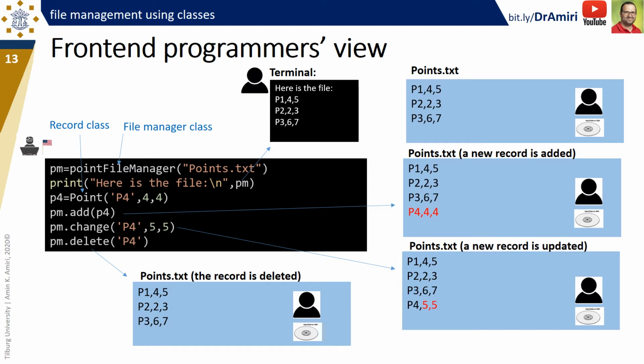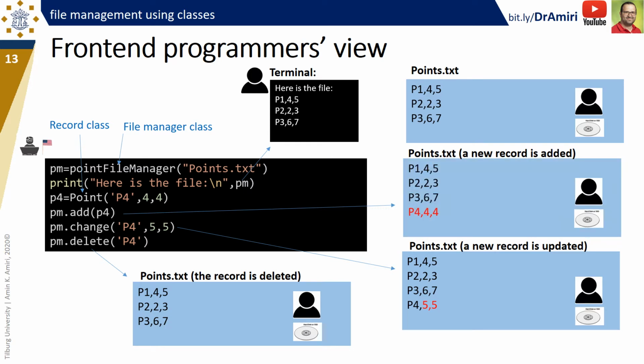The American also requires a point to be added to this file points.txt. That means that if we have a new class called P4 that has P4, 4, and 4, then by using the add method, the American can add that point to the file.